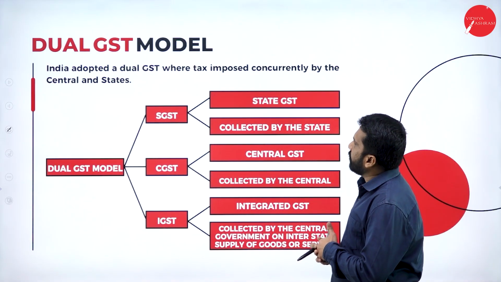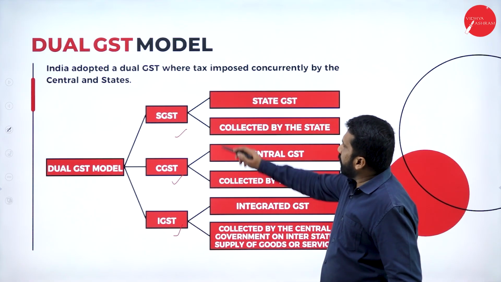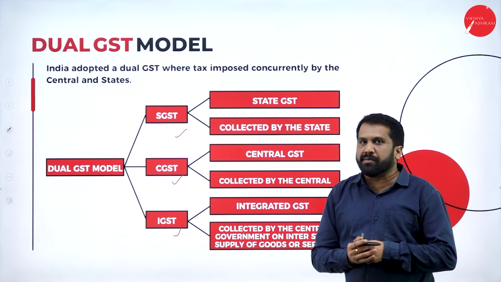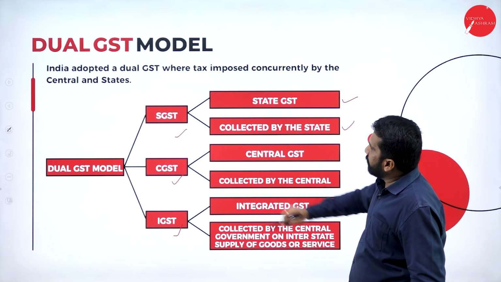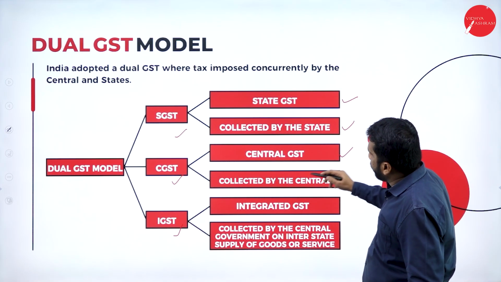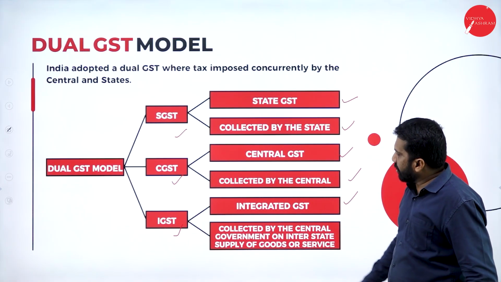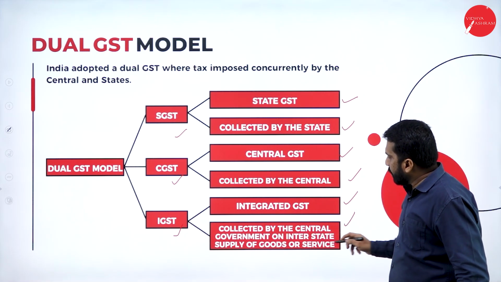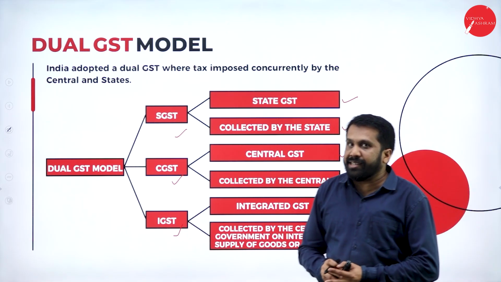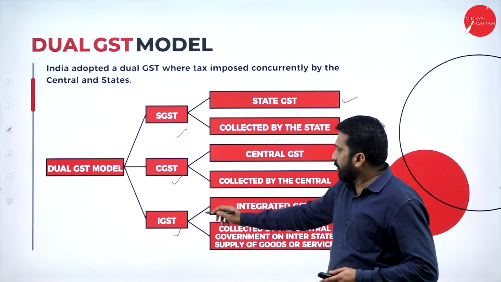In this dual GST model, there are SGST, CGST, IGST. Where SGST comes, S means always remember state. State GST is collected by the state. CGST, central GST, is collected by the central government. IGST, integrated GST, is collected by the central government on interstate supply of goods. As I told you, any sale that happens from one state to another state, we always go with IGST.